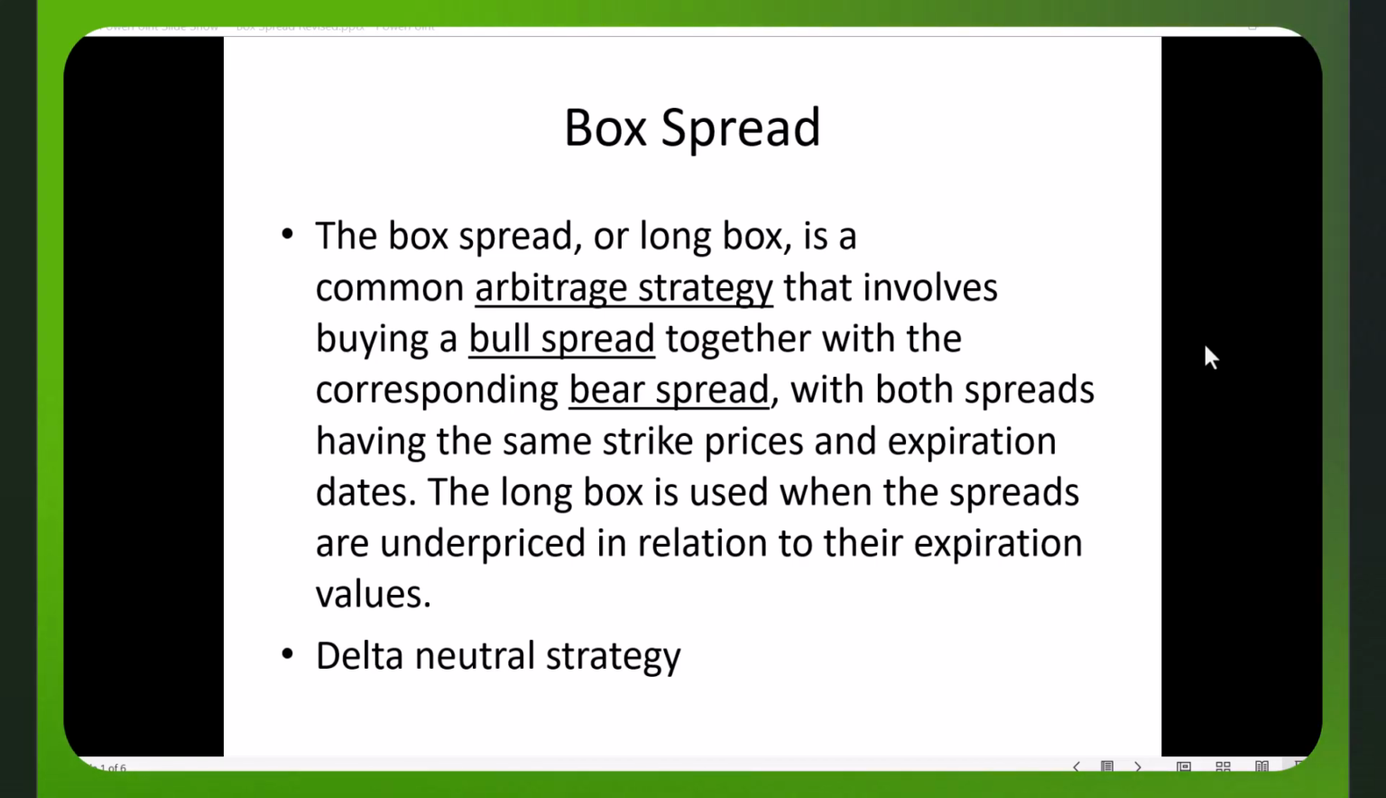So I want to redo that, and I'm going to show you also how you can plot the box spread in Excel so you don't make the same mistake I made. So a box spread, or a long box, is a common arbitrage strategy, and it involves buying a bull spread together with the corresponding bear spread. Both spreads have the same strike prices and expiration dates. The long box is used when the spreads are underpriced in relation to their expiration values. And this is a delta neutral strategy.